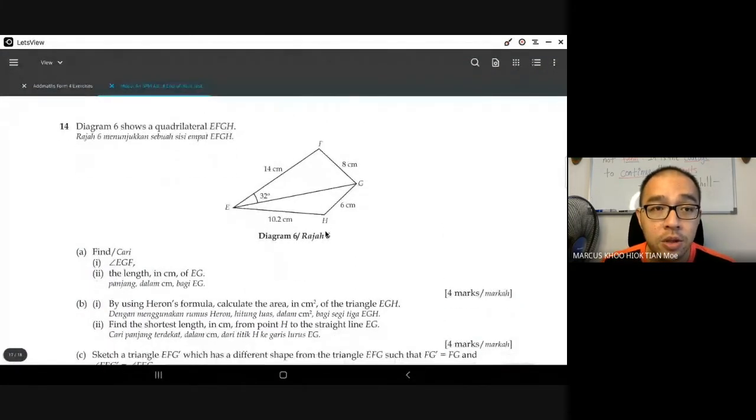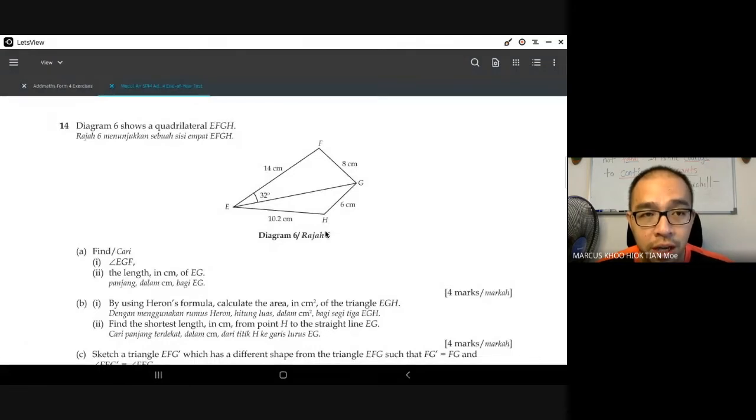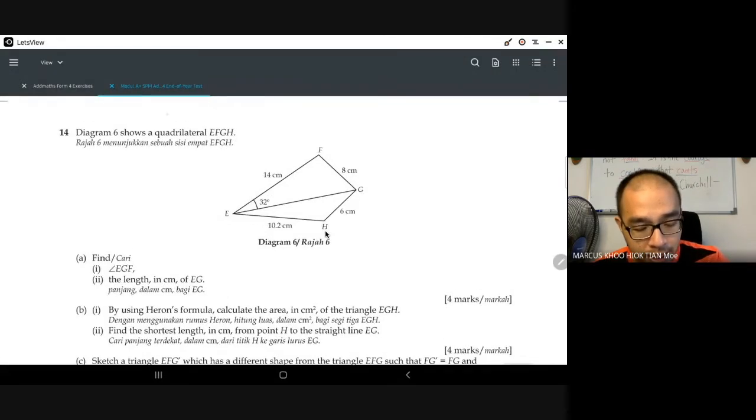Diagram 6 shows a quadrilateral EFGH. Quadrilateral means it has four sides.